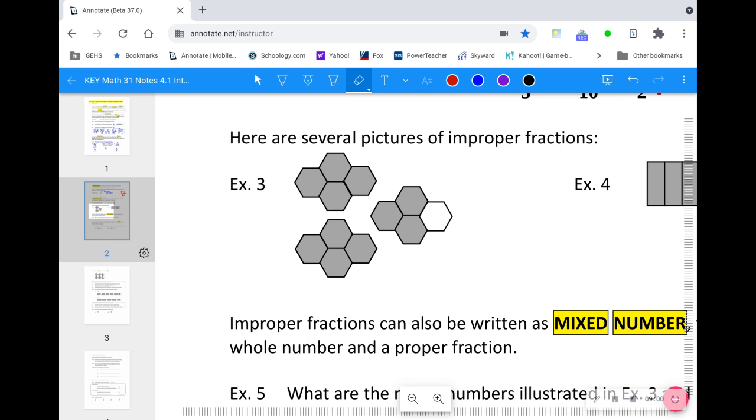I'm going to simply count them, and if I get more than 4 of them, I know it's improper. So here's 1 of the fourths, 2 of the fourths, 3 of the fourths, 4 of the fourths. Ooh, there's more. 5, 6, 7, and 8, 9, 10, and 11 of them are shaded. 11 fourths. This is improper.